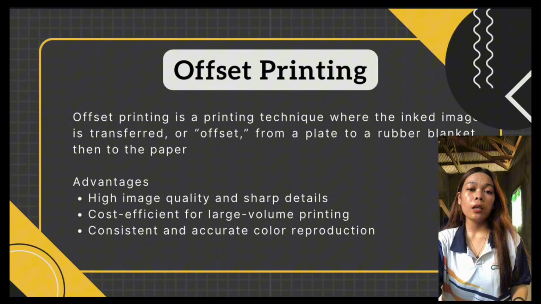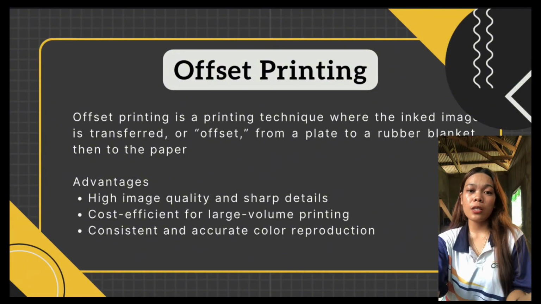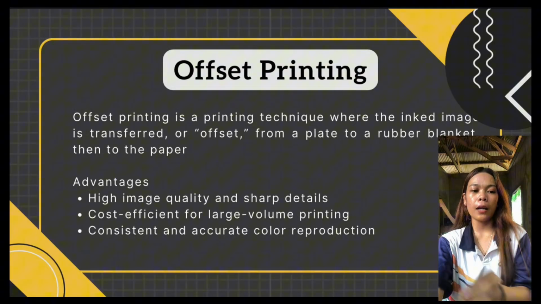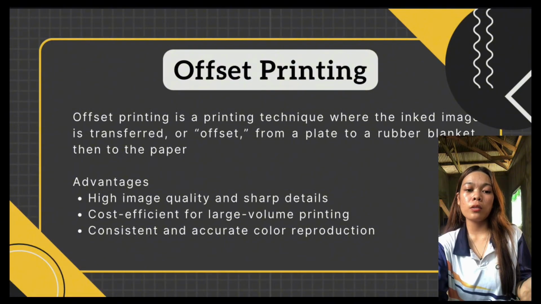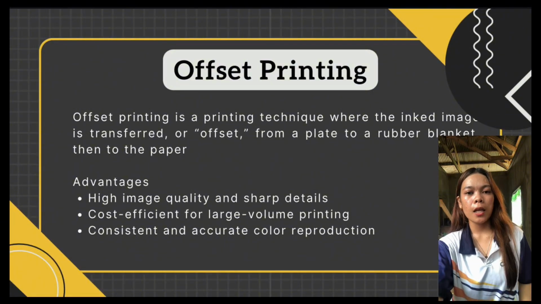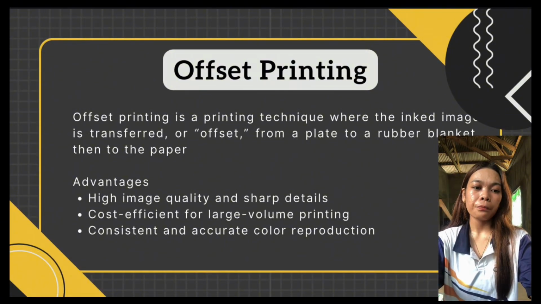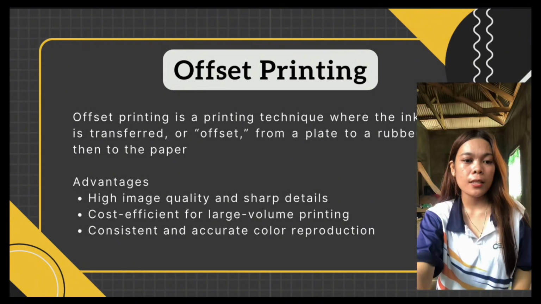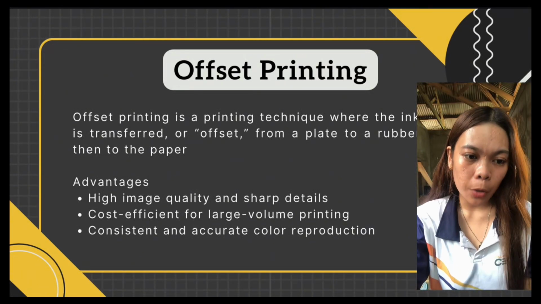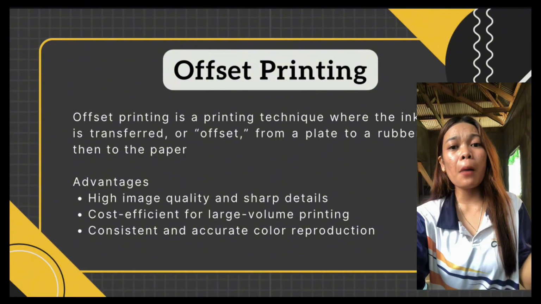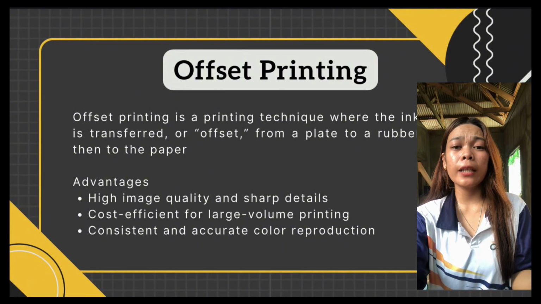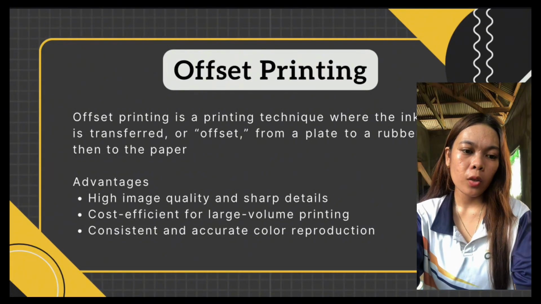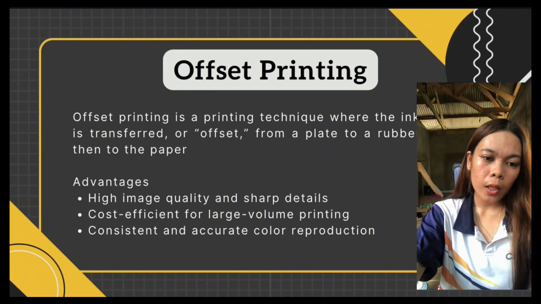In this technique, the ink image is first transferred, that's why it is called offset, from a metal plate to a rubber blanket, and then it is pressed onto the paper or material, so the image never goes directly from the plate to the paper. And the advantage of this is high image quality and sharp details. So it can produce a sharp, clean image, and its color is also consistent.